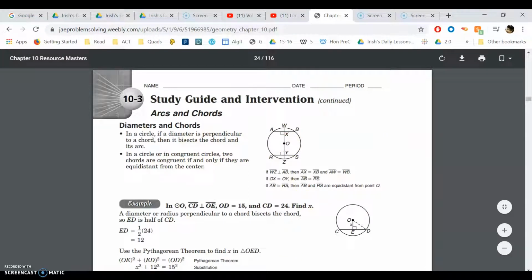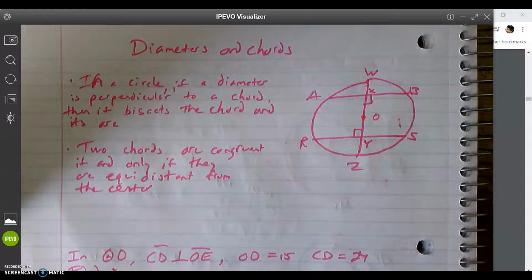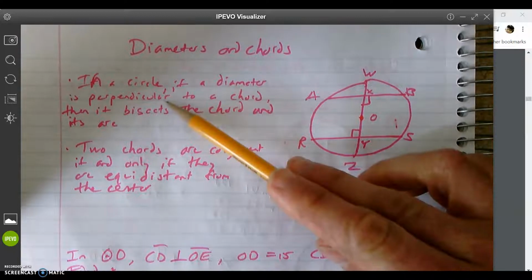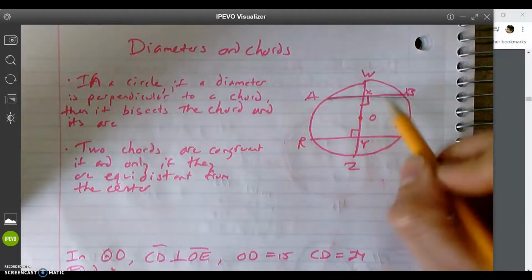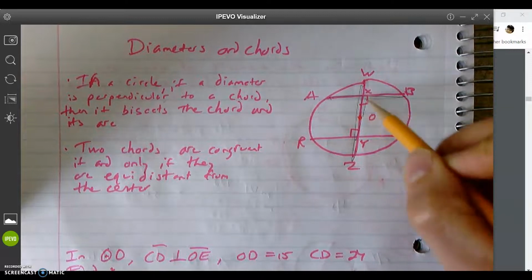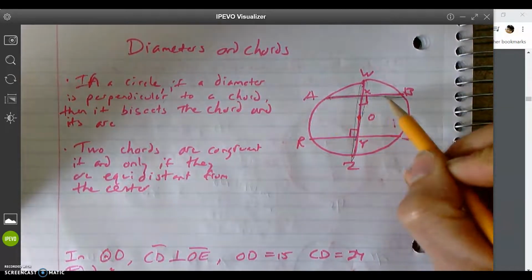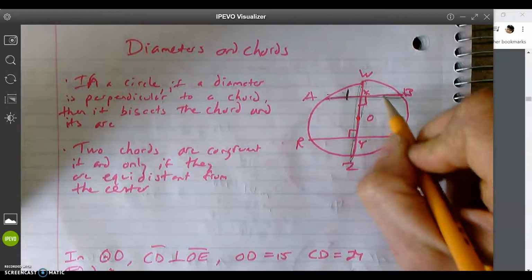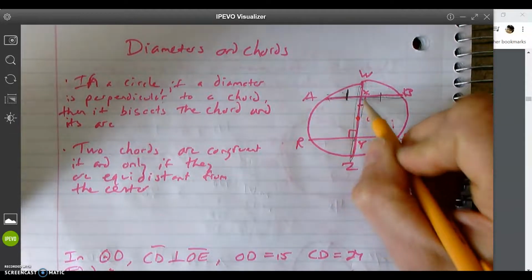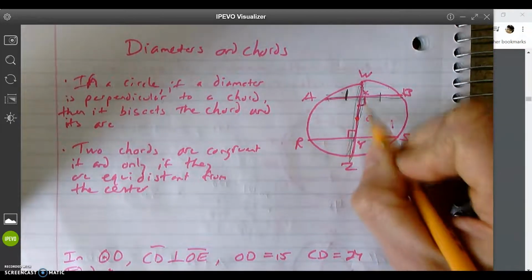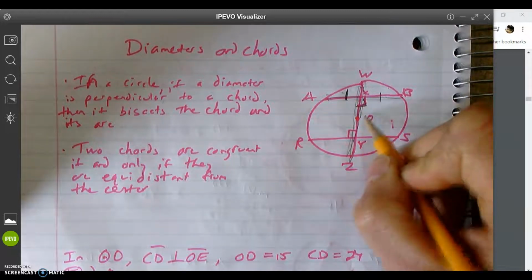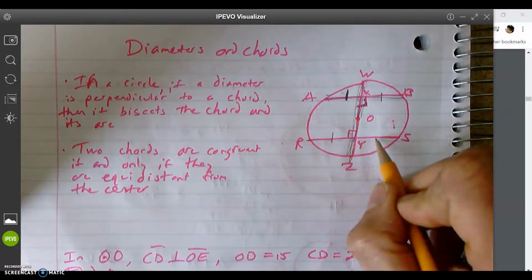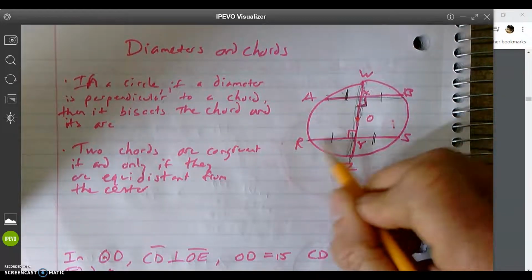Okay, so how do we do this? Let's see. What does this mean? So, in a circle, if a diameter is perpendicular to a chord, so that means it forms a right angle. So if you see a chord and you got a diameter or a radius like that, it forms a right angle. It cuts the chord into 2 equal pieces. So that means that AX here is congruent to XB. Because here's my radius, or my diameter, the whole thing, is a right angle, it's perpendicular. So that would mean that RY, because we have a right angle, is congruent to YS. So these would be 2 marks here.